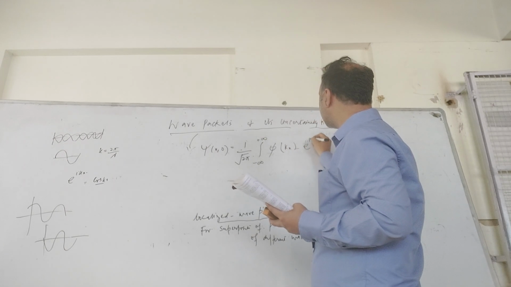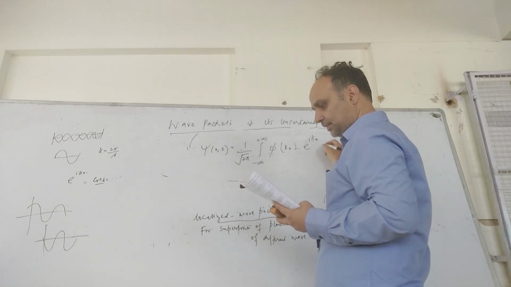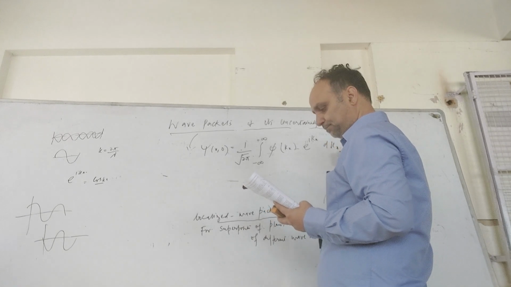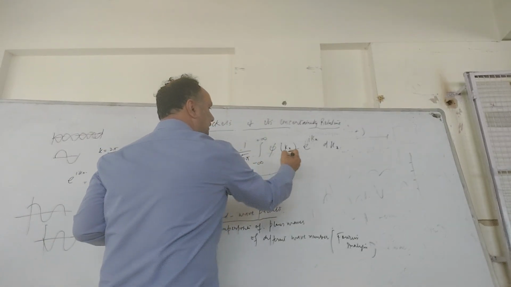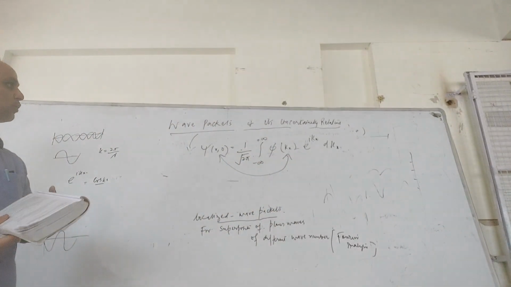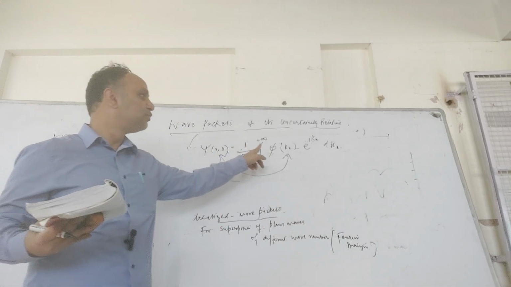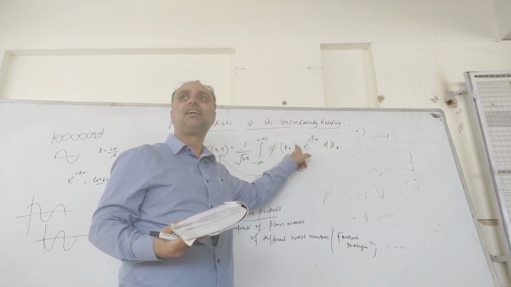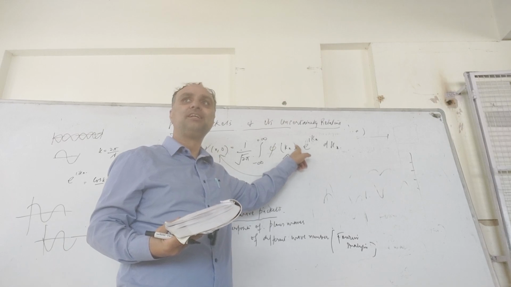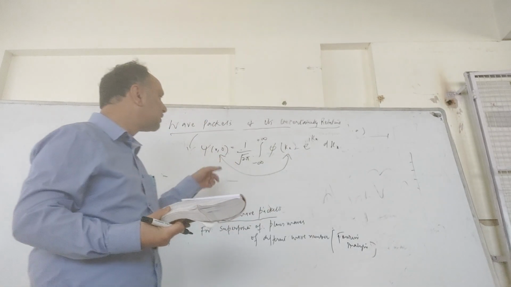We are going to represent it like this, dkx, where phi and psi are related. When phi and psi are related, any state psi we are going to represent in terms of phi. In phi, k will come, the propagation vector 2 pi by lambda. So this is the inverse relation.